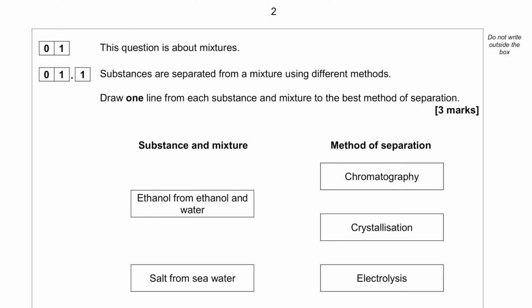Let's see the first question. This question is about mixtures. Substances are separated from a mixture using different methods. Draw one line from each substance and mixture to the best method of separation.